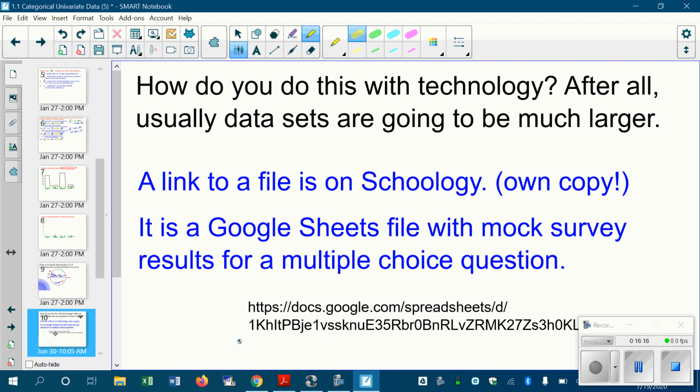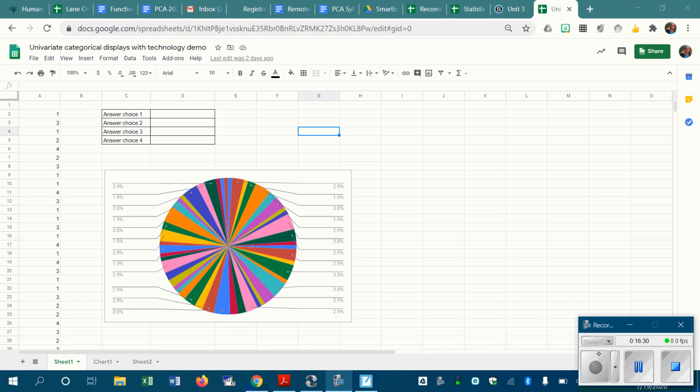So there is a practice file with a link on Schoology for you to make your own copy of what I'm about to show you. But I'm just going to show it to you for now and talk about the common mistake that I see students make. All right, so a lot of the time in my decade of teaching stats, I will have students work on a project and they have something kind of beautiful looking artistically, but mathematically horrible looking.